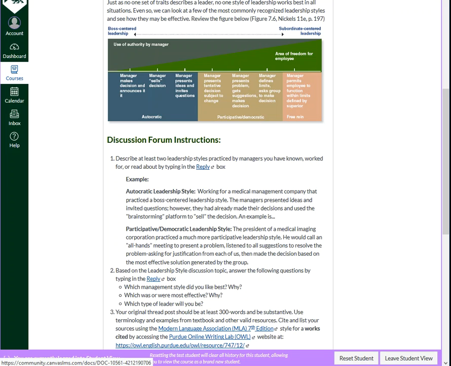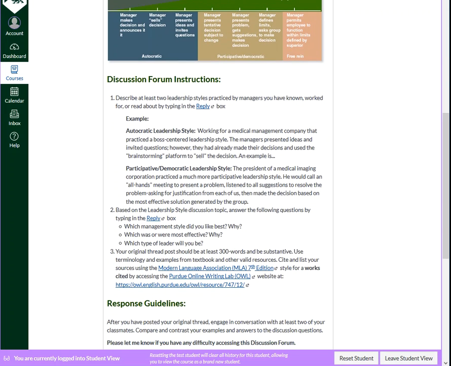A suggestion for when you do these discussion forums: you might want to type your answers out in a Word processing document and then copy and paste, just to avoid any glitches in case something happens while you're in the middle of submitting. So the first part, as I said, you're going to give me 2 examples. Here are 2 examples of mine.